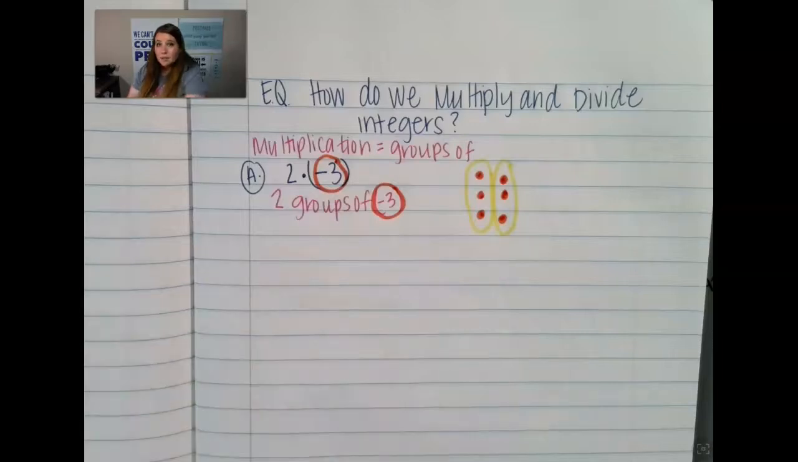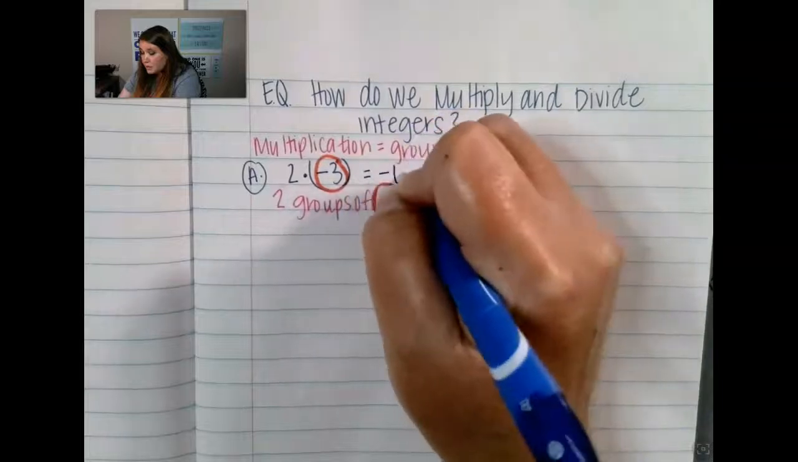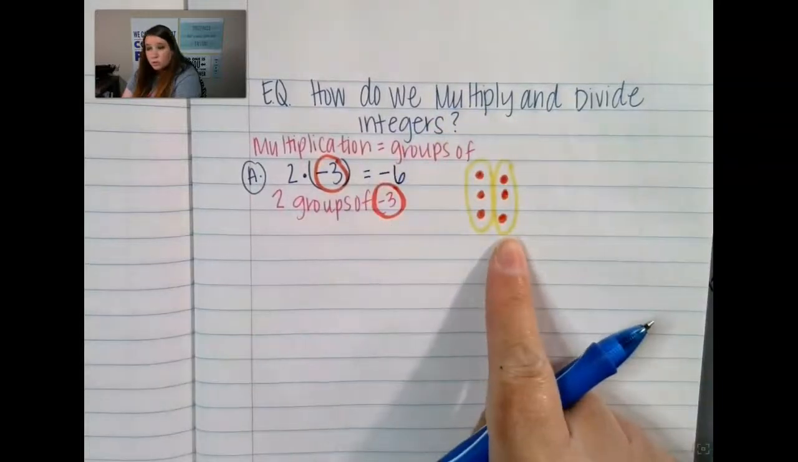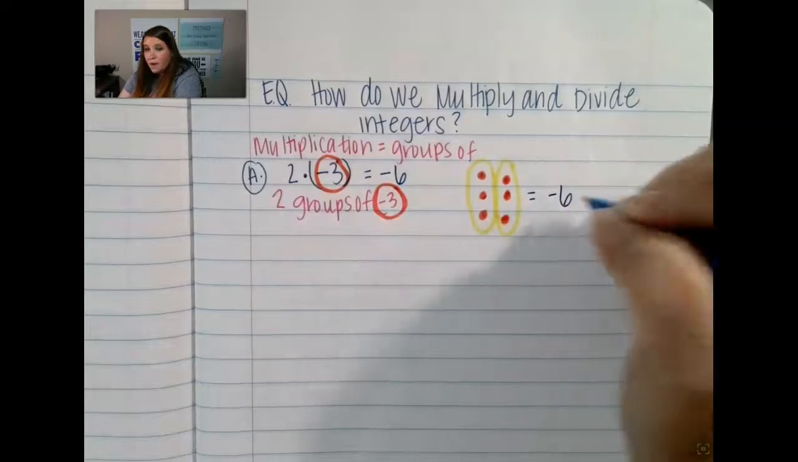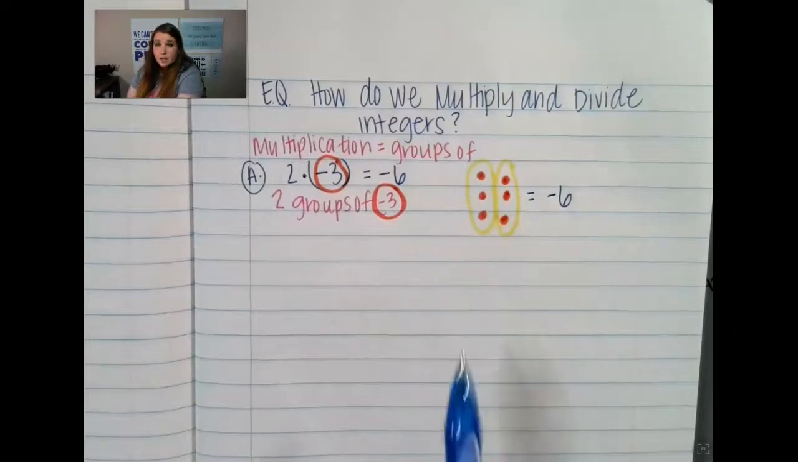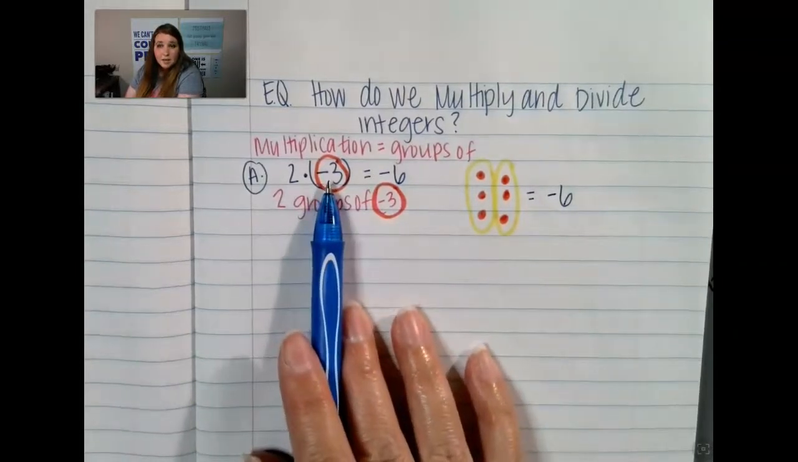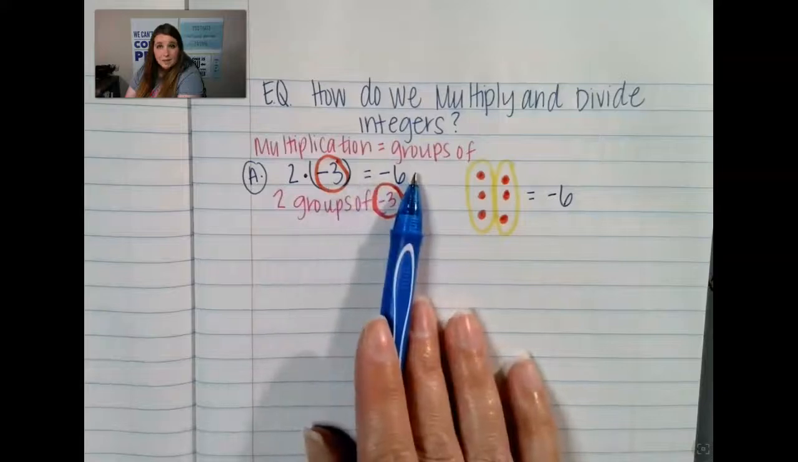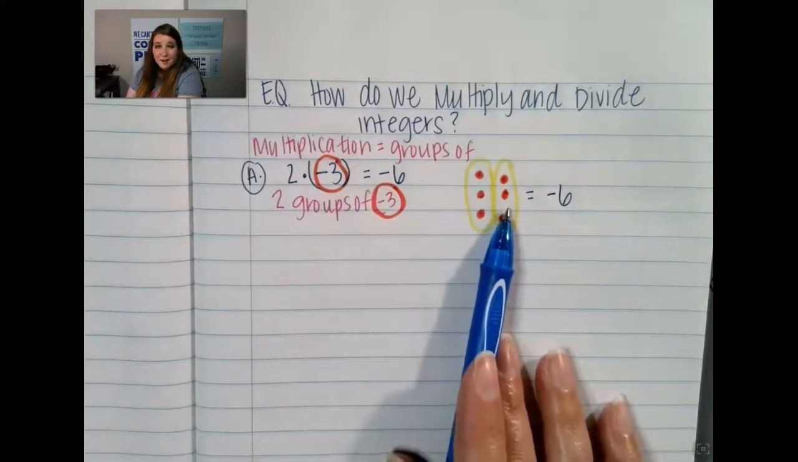But it's not just 6. I have 6 red chips. So I have 2 groups of negative 3, which equals a grand total of negative 6 because those chips are red. The rule here as well is that when I have one negative sign, my answer will be negative because that's all I'm working with, the negatives.